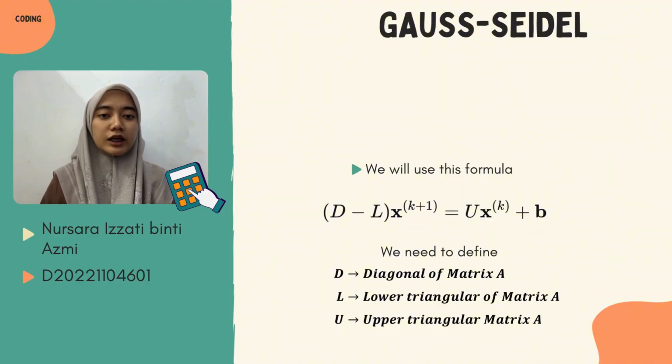In this video, I will explain step by step how to implement the Gauss-Seidel method using Wolfram Mathematica. The explanation will follow the coding process from the beginning until the final output, based on the Gauss-Seidel iteration formula, where D is the diagonal matrix of A, L is the strictly lower triangular matrix, U is the strictly upper triangular matrix, and B is the constant vector, while x to the power of k is the solution at iteration k. To apply this formula, we need to define and compute each component step by step.